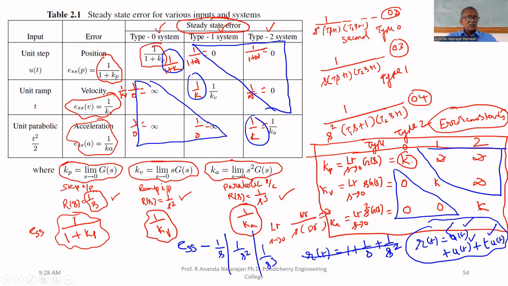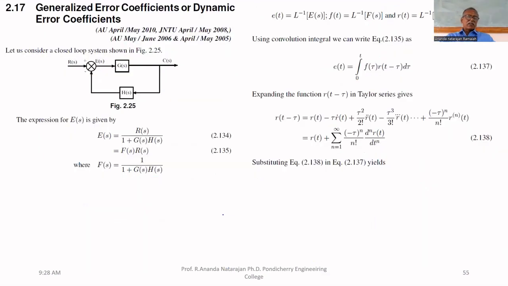In that case, you cannot use this. Input is a combination of impulse, step, and ramp. In that case, you cannot use this separate derivation. We have a derivation for step, ramp, and parabolic. We do not have the derivation for this combination. In that case, we need a generalized error coefficient and generalized error expression. You need a generalized steady state error expression. That's why this is required. Generalized error coefficients, or dynamic error coefficients.